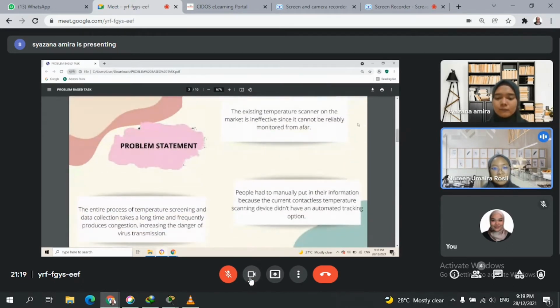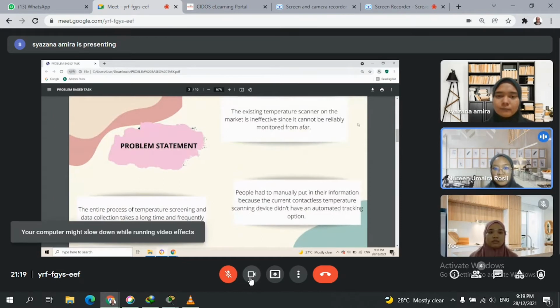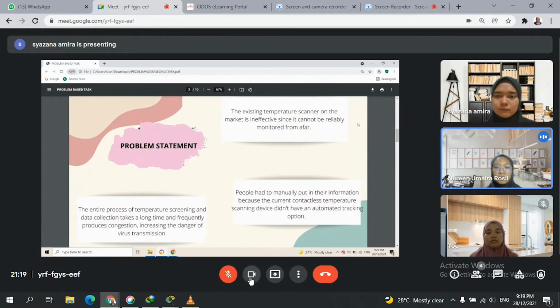For the next one, the problem statement. The existing temperature scanner on the market is ineffective since it cannot be reliably monitored from afar. People had to manually put in their information because the current contactless temperature scanning device didn't have an automated tracking option. So the entire process of temperature screening and data collection takes a long time and frequently produces congestion, increasing the danger of virus transmission.